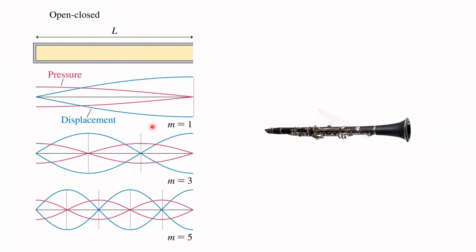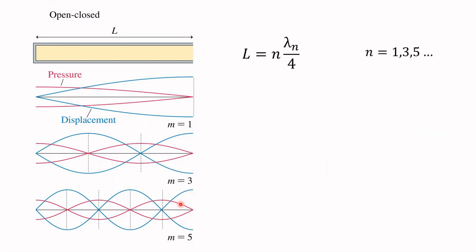And this slide from your book is using the letter M instead of N. So 1 quarter wavelength, 3 quarter wavelengths. This one down here has 5 quarter wavelengths. I think that's enough to establish a pattern. The length of the tube must be an integer number of quarter wavelengths. That's the condition for resonance. Solve that for lambda and you get this.